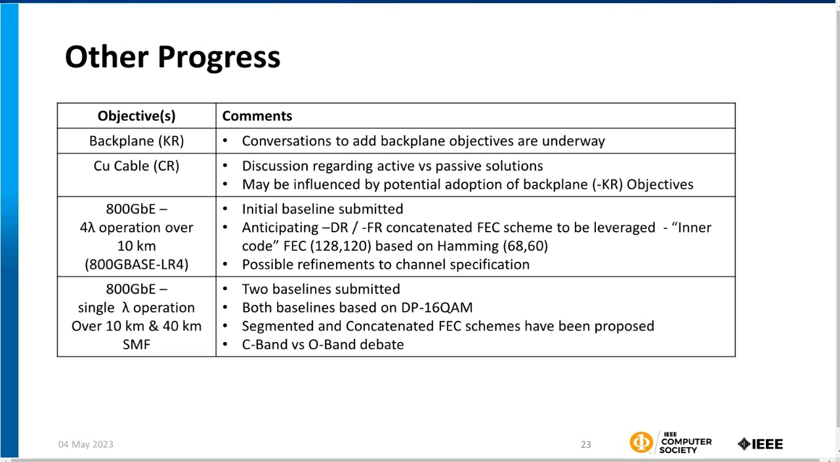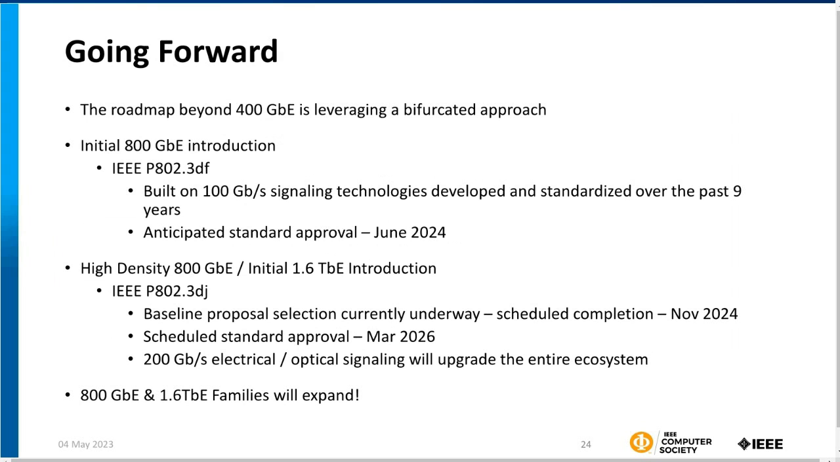So the 10 and 40 kilometers, that's got its own set of challenges as well when we're looking at the coherent approaches. Okay, so going forward, the roadmap beyond 400 is leveraging a bifurcated approach, as I've touched on. For the 802.3df project, using those existing 100 gig signaling technologies that have been standardized over the past 9 years, the anticipated standard approval is June of 2024.